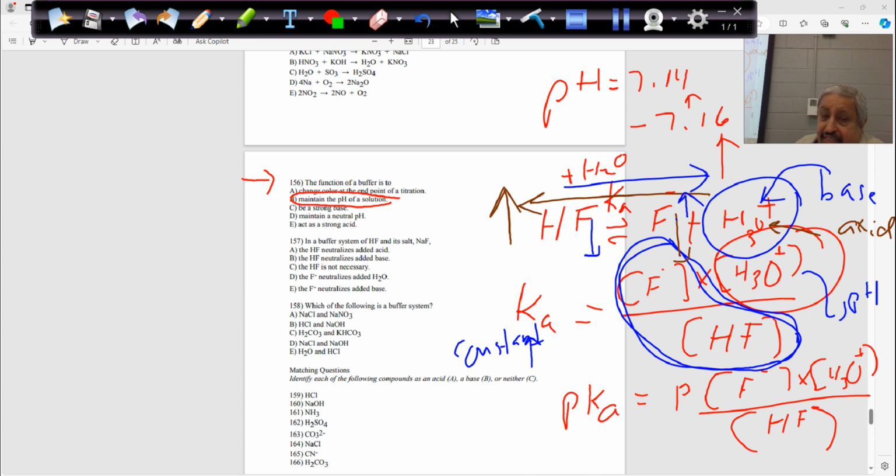HF neutralizes acid? No. The acid will not neutralize. The acid will be neutralized by a base, correct? So B is the best choice you have, because if you add the base, then HF will scavenge this one here out, neutralizing. So HF dissociates to compensate for the H3O plus there. So B will be your choice.